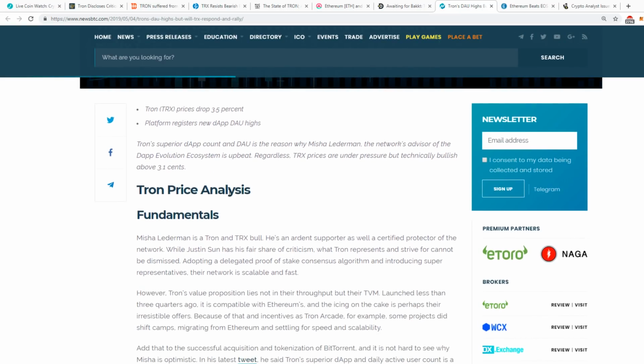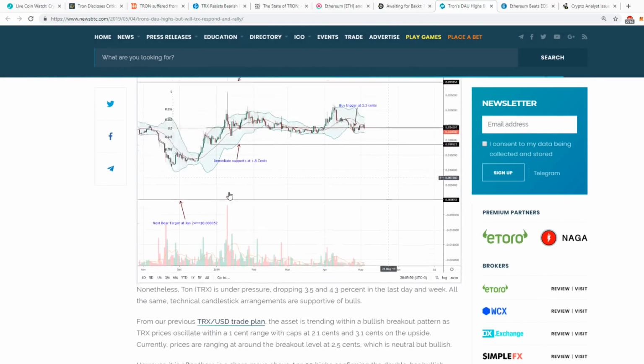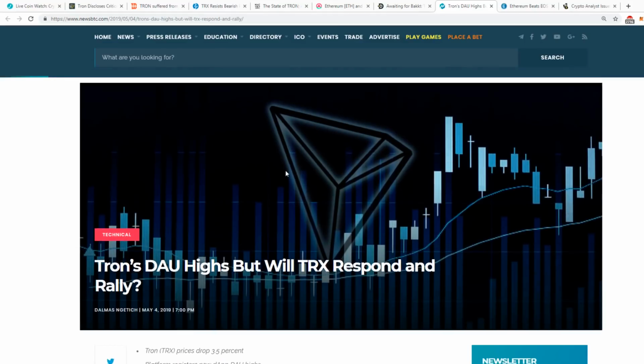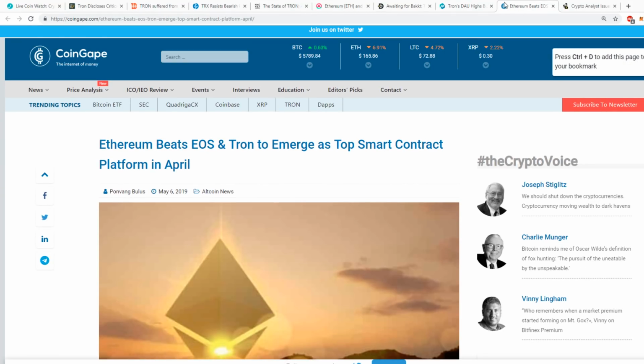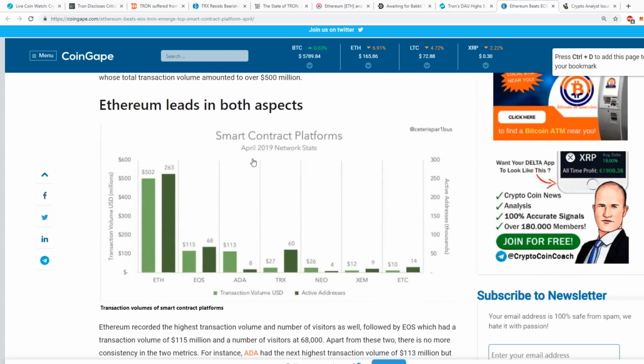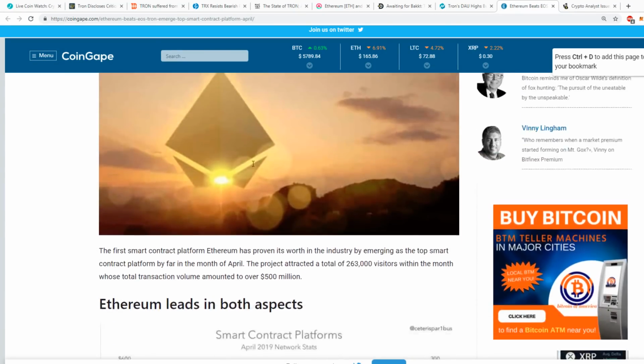So the dApp realm, again, is always showing good, right? And I definitely don't think Tron will do bad in the dApp realm. But price-wise for TRX, one of the biggest questions still unanswered is how much dApps have to do with price and how they really affect each other. Because it could be that the dApps do very, very well, but the price does very, very bad. It could still be. Ethereum beats EOS and Tron to emerge as top smart contract platform in April. Tron is the best platform for dApps, period.